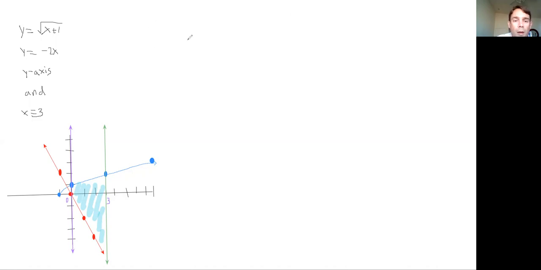So if I were to graph this here, there's not going to be a way that I can set them equal to each other to figure out the bounds. This one I had to go with the values they gave me, because remember, the y-axis is really the equation x equals 0. So these right here are the bounds, and then I have my two functions. So the square root of x plus 1 minus negative 2x dx. All right, so that's what we're going to play with here. From 0 to 3, x plus 1 to the 1/2 plus 2x dx.